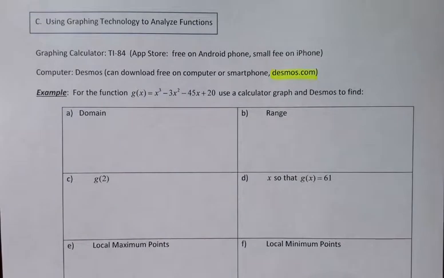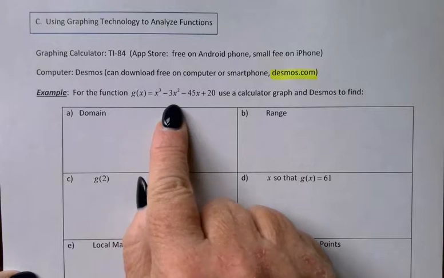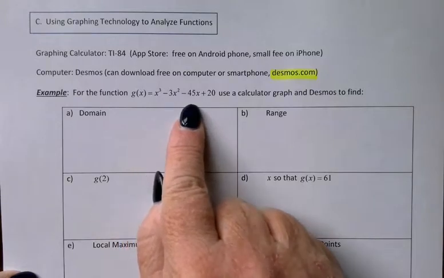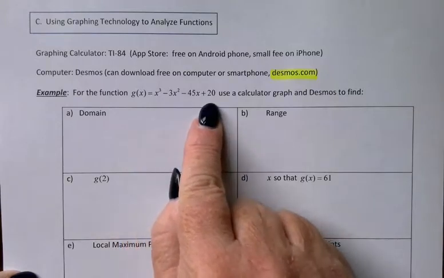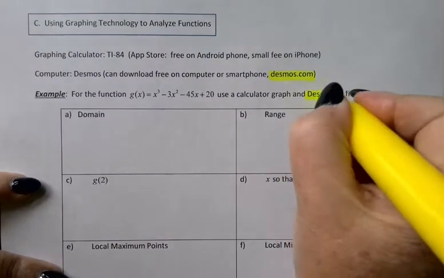Because my calculator doesn't show up real well on this document camera, I'm actually going to do our demonstrations on the computer using Desmos. And I would encourage you to follow along. It's a really nice tool for doing these kinds of things. So we're going to be analyzing the function x cubed minus 3x squared minus 45x plus 20. Okay? And we are specifically right now going to do it on Desmos.